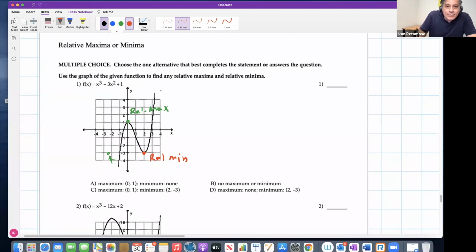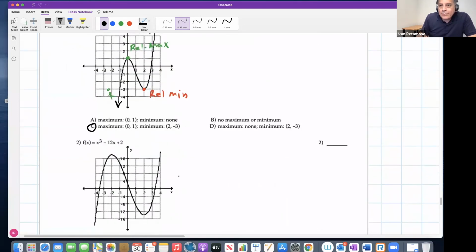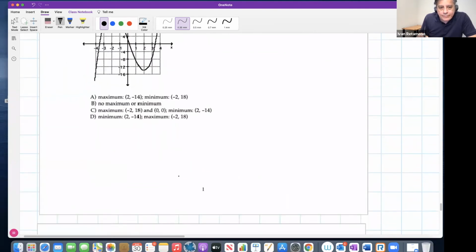I say relative because this doesn't have an absolute maximum. Look, this keeps going up, no maximum, absolutely, right? And this keeps going down. So relative max, relative min. When you identify the coordinates of these points, then you will see that the answer here is this one, right? Maximum at 0,1 here, minimum locally at 2,-3 here. This one you can do at home. Similar.